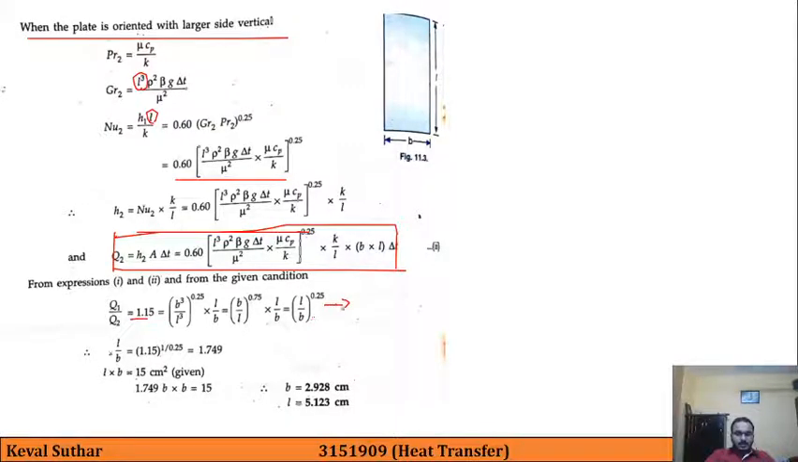With this we can get the ratio of L by B. You can pause this video and you can do this by yourself. This part you can do by yourself and you will be obtaining the value of L by B, and L times B is also given as 15 centimeter square, so we will be getting the value of B and L.